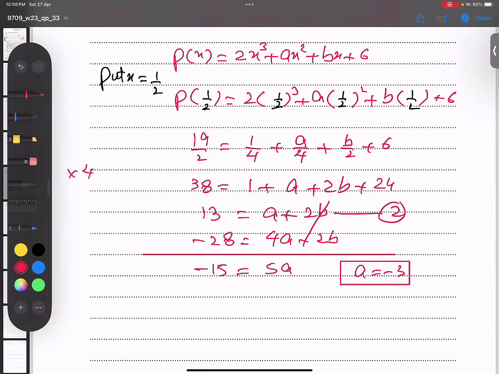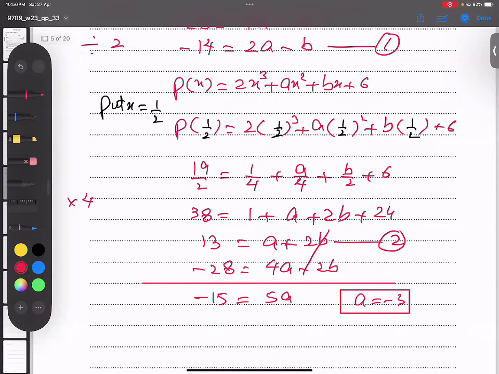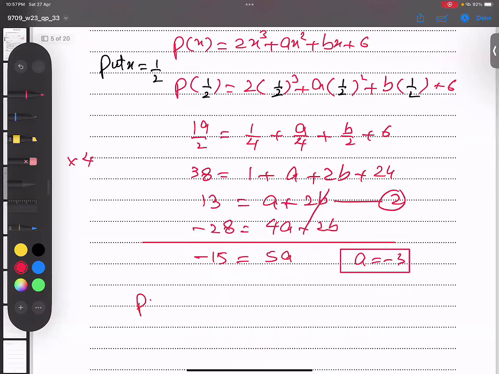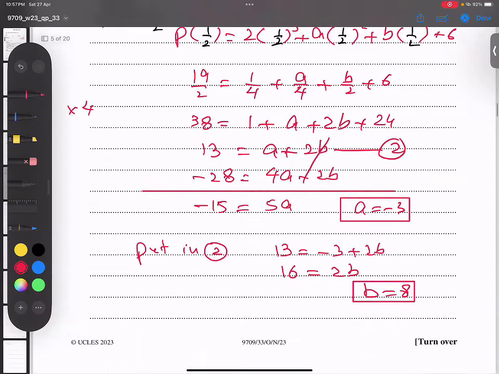Okay, this value negative 3, I can plug in any equation, but I think I can plug in this one. So finally, I get what? Put in 2. So 13 is equal to negative 3 plus 2b. I got 16 and b becomes 8. So Alhamdulillah Rabbil Alameen, all points are clear.